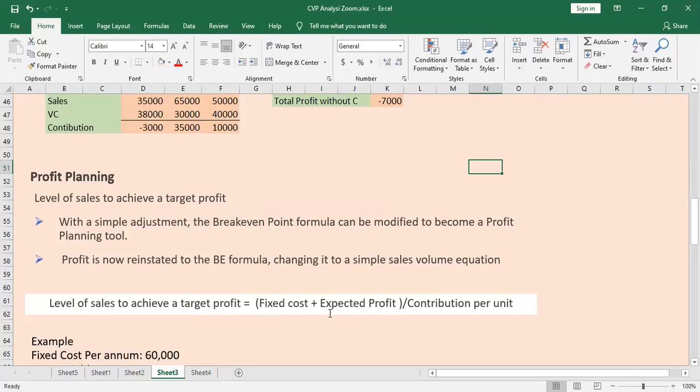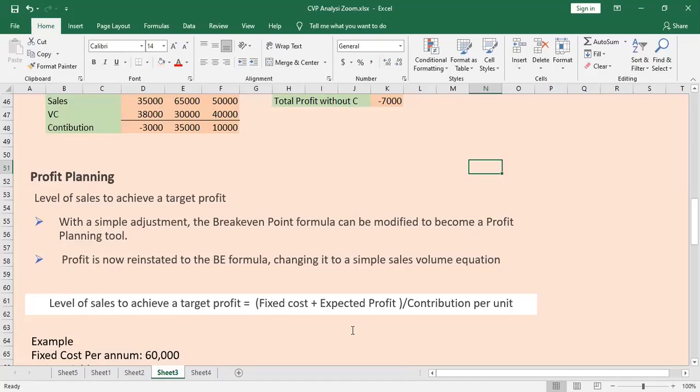Now you know the formula, right? Break-even point, you can calculate it by dividing fixed cost by the unit contribution. Why do we divide fixed cost by unit contribution? Because we assume that profit is equal to 0, since it is the break-even point. Now, when you have an expected profit, you can add it to the fixed cost and divide by the unit contribution, so that you can predict how many units you would sell in order to reach this profit.